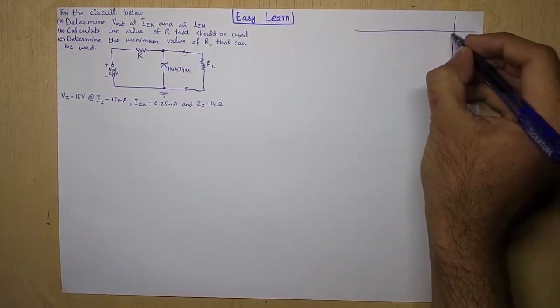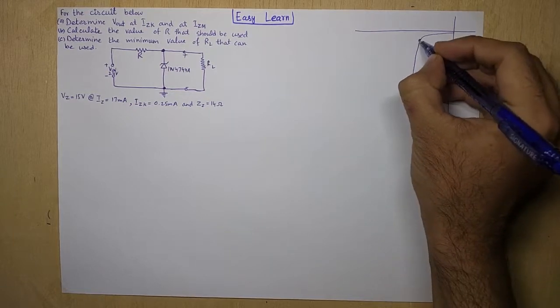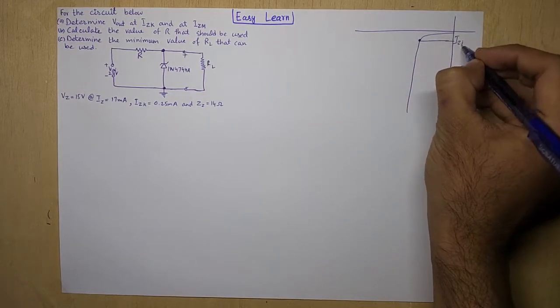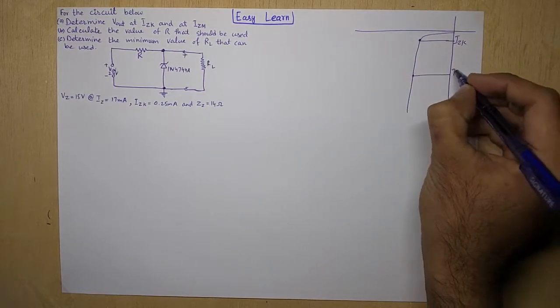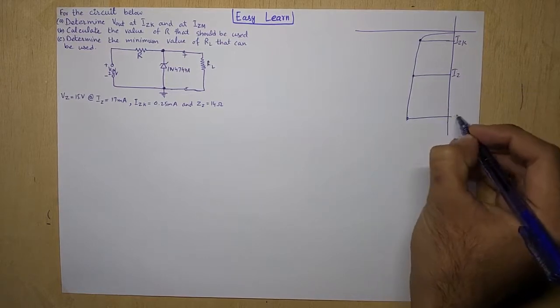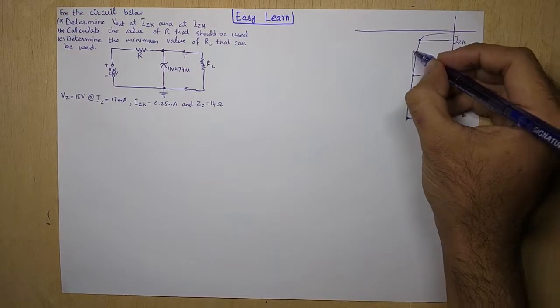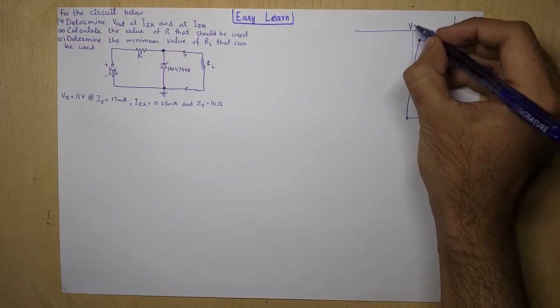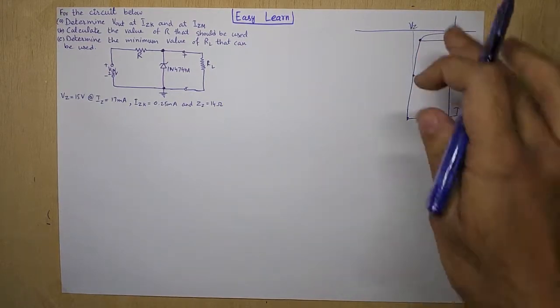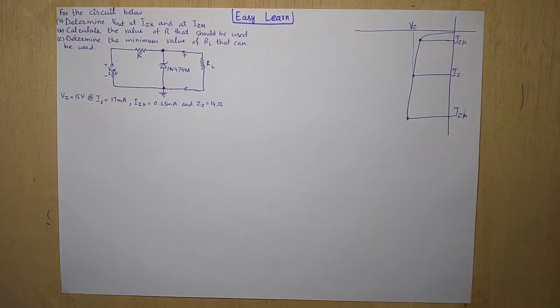First of all, we draw the graph here. This is the IZK point, IZK. This is the IZ test current, and let's say this is the IZ maximum. This is the knee point, and we are getting here VZ, the constant voltage. This is the breakdown region of the Zener diode, the normal operation region.